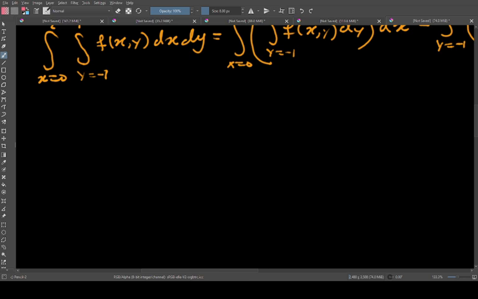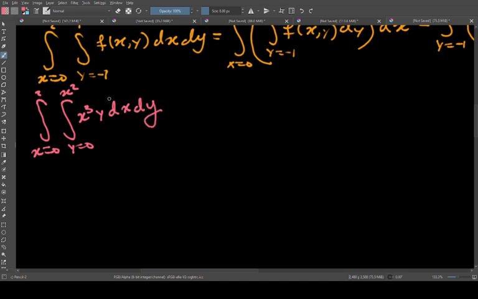Given the integral from x equals 0 to 2 and the integral from y equals 0 to x squared of x cubed times y dx dy. Since the upper limit of y is a function of x, you must carry out the y integration first.